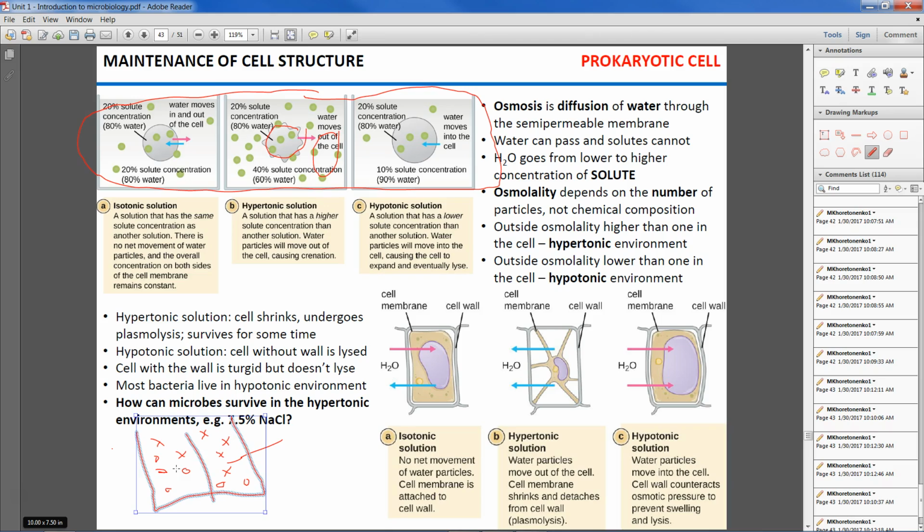There you go. So the environment for the cell can be isotonic when the concentration of the solutes outside and inside of the cell is the same. When we say concentration of the solutes, what do we refer to? How do we measure the concentration?